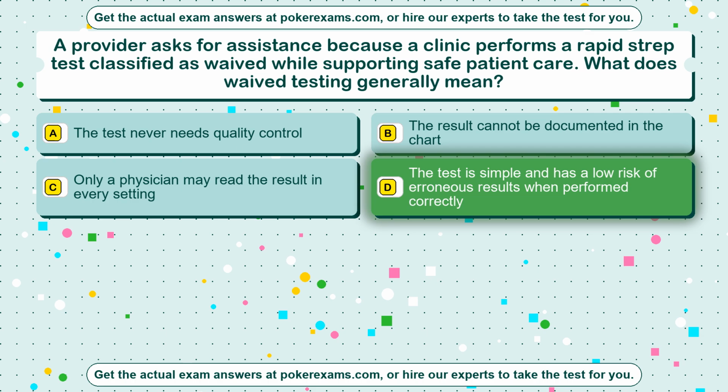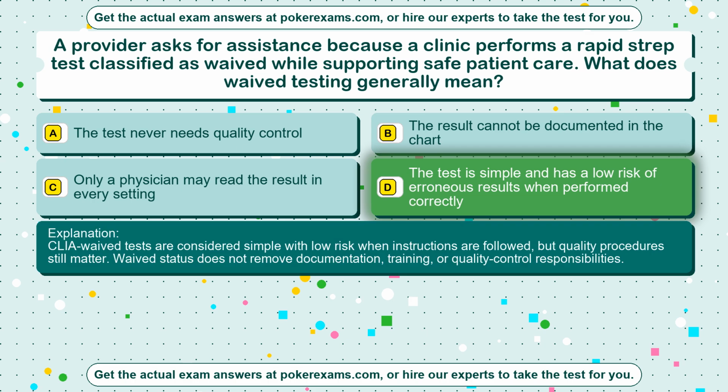The correct answer is option D. The test is simple and has a low risk of erroneous results when performed correctly. CLIA waived tests are considered simple with low risk when instructions are followed, but quality procedures still matter. Waived status does not remove documentation, training, or quality control responsibilities.